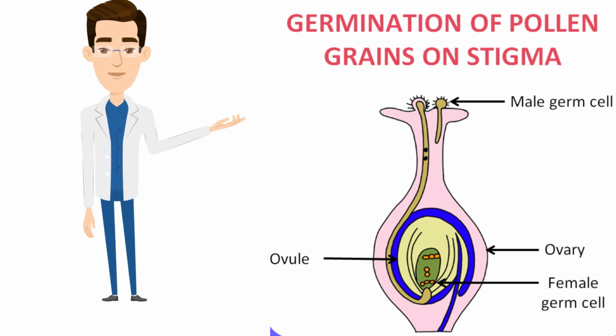3. Pollen tube formation. The pollen grain begins to germinate by forming a pollen tube. This tube grows down through the style, a long, slender structure connecting the stigma to the ovary.